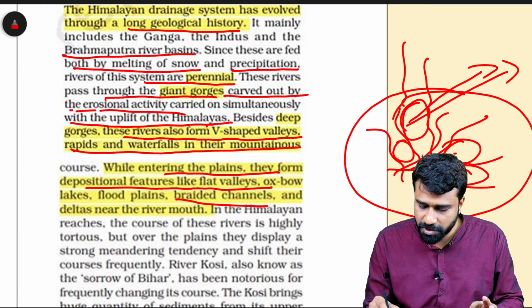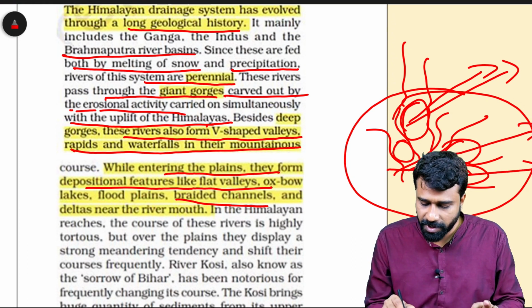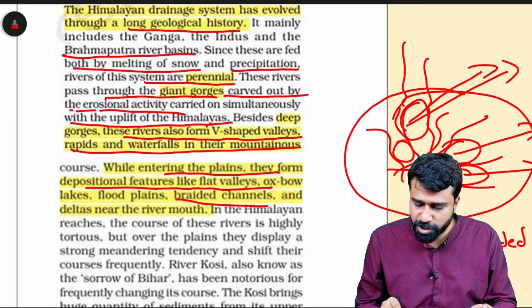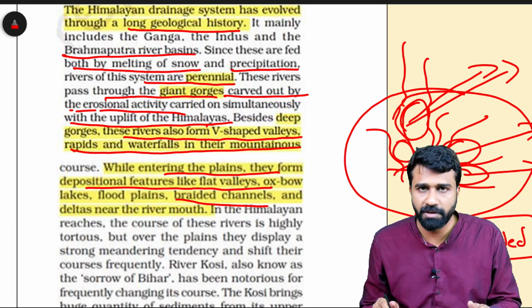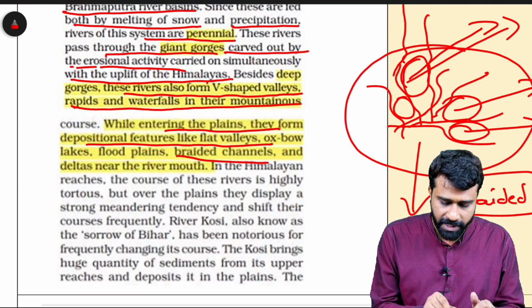This is depositional sediment, this is depositional sediment. So, this is called braided channel system. It is very clumsy in nature, and it frequently changes its course due to its high level of depositional activity. Okay, this is braided channel system. So, deltas are found near the river mouth.